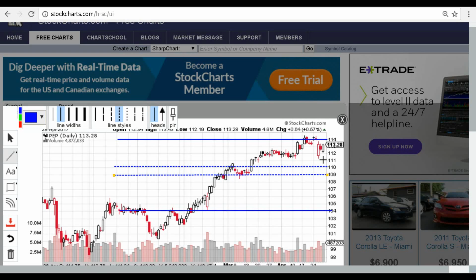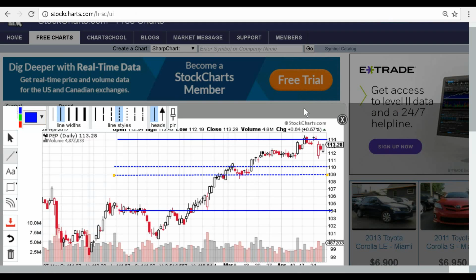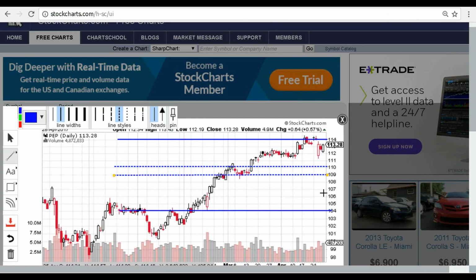So think about it. That means if it turned around and then went down 38.2%, it would be down to this line. If it retraced 50%, it would be down to this line. Let's do the third one, 61.8%, 107.82. That's almost 108. There we go. Maybe a little lower than that. Perfect. All right, so we have our fib levels drawn here, or at least those three that I like to use.